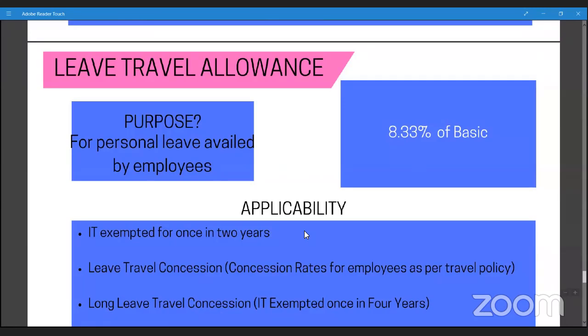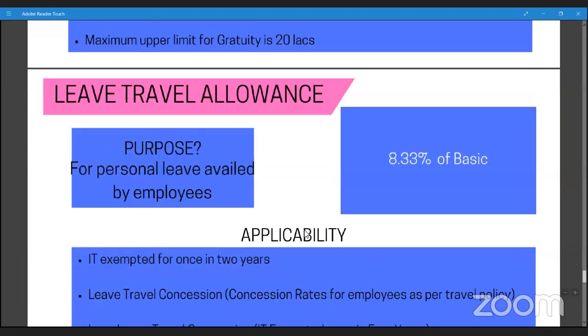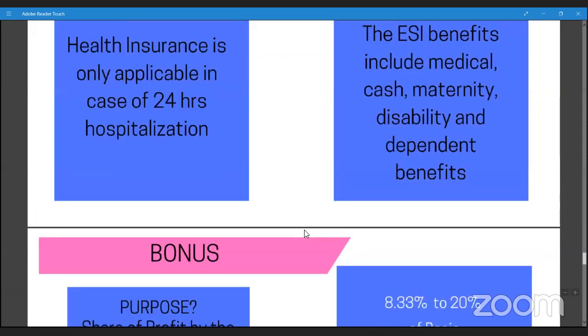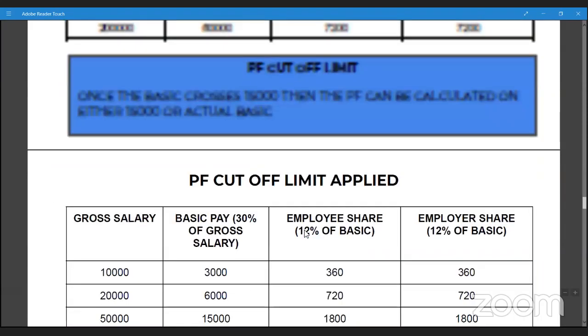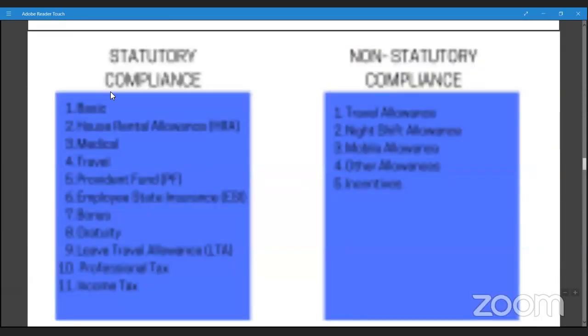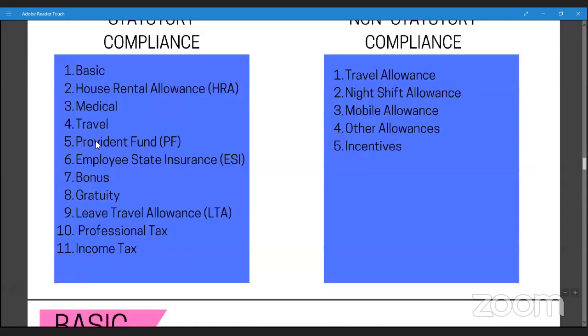Right? So this is the leave travel allowance. With this, we have almost seen all the major compliances, right? So basic, HRA, medical, travel, Provident Fund, ESI, bonus, gratuity, and LTA. So 9 things we have seen. So 9 components is what we have seen till now, right?